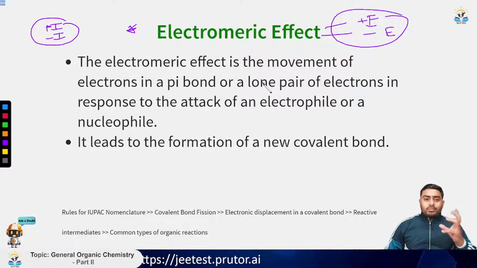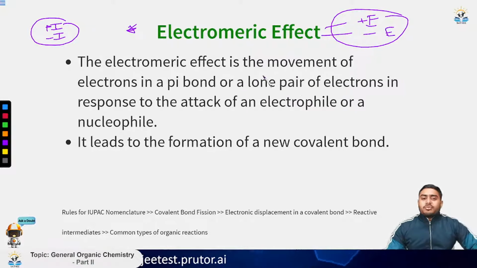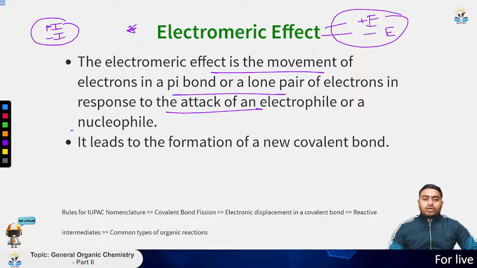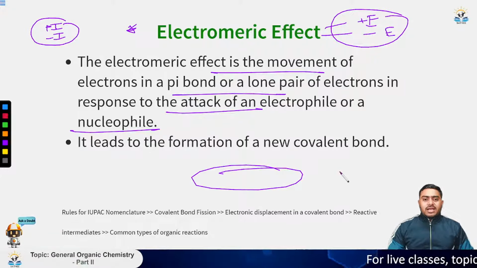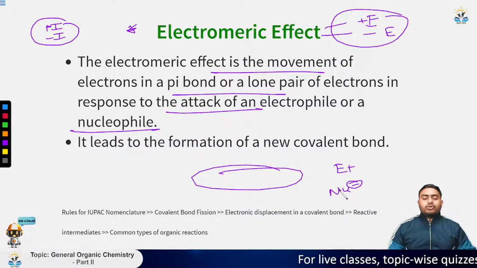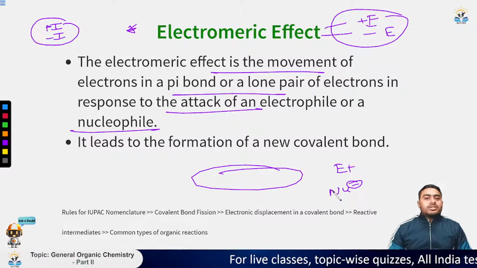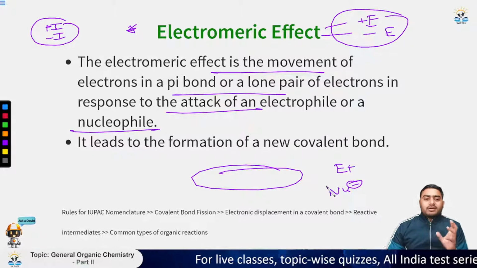First of all, let's understand what the electromeric effect is. It is the movement of electrons in a pi bond or a lone pair of electrons in response to the attack of an electrophile or nucleophile. Suppose this is the substrate. If any electrophile or nucleophile comes, then the electromeric effect arises, otherwise not. That means this is a temporary effect, right?